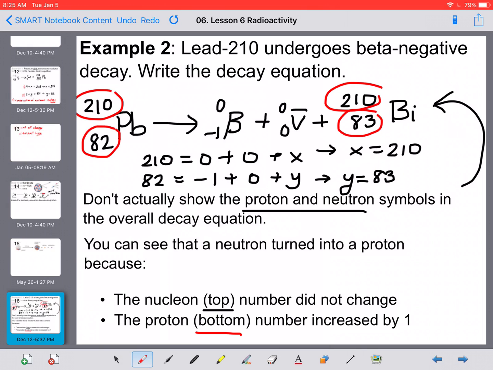And in our daughter nucleus, now we have 83 protons. And since we didn't add a proton to the nucleus, right, because the top number is still the same, that means that instead of adding something to the nucleus, we must have just taken a neutron and turned it into a proton.